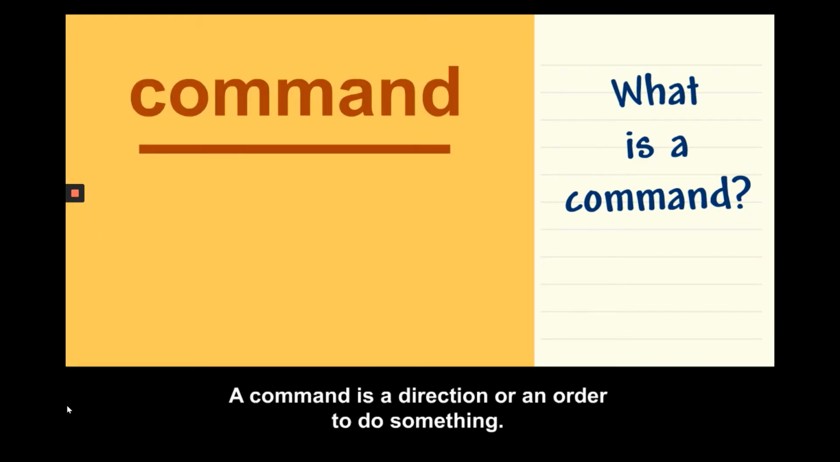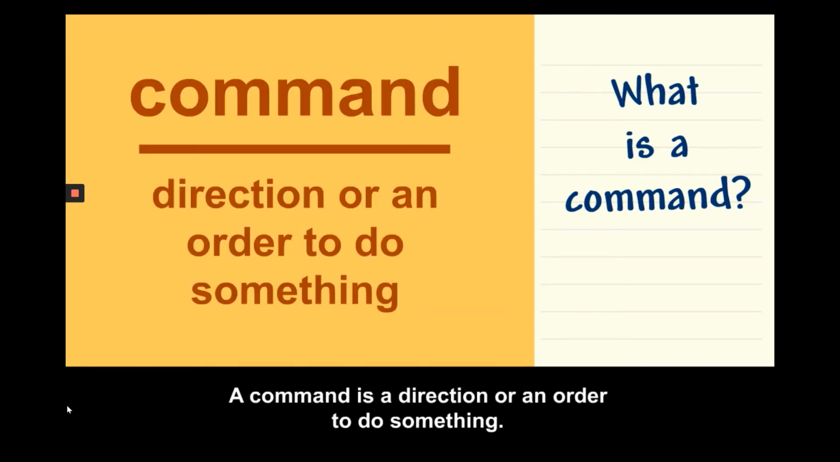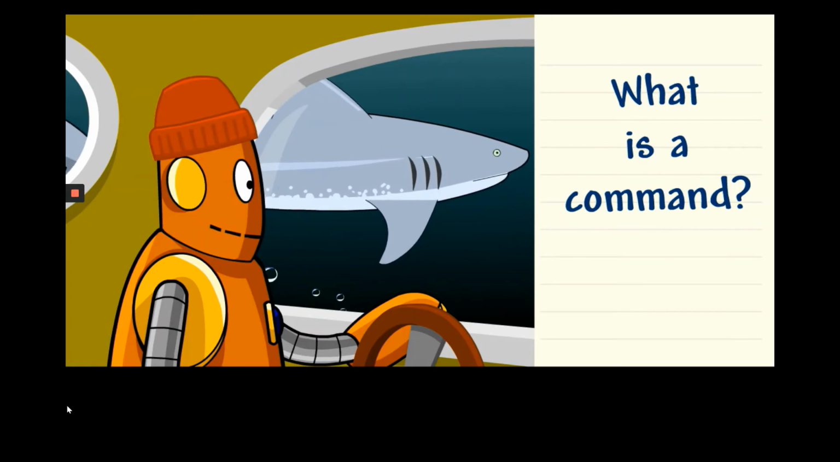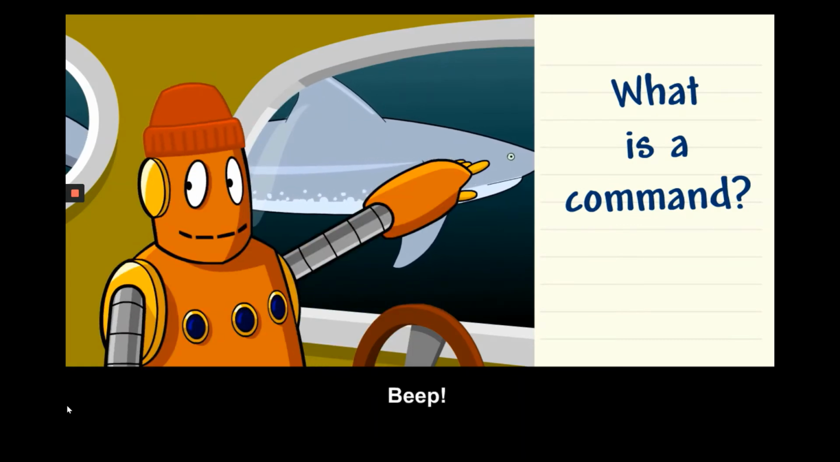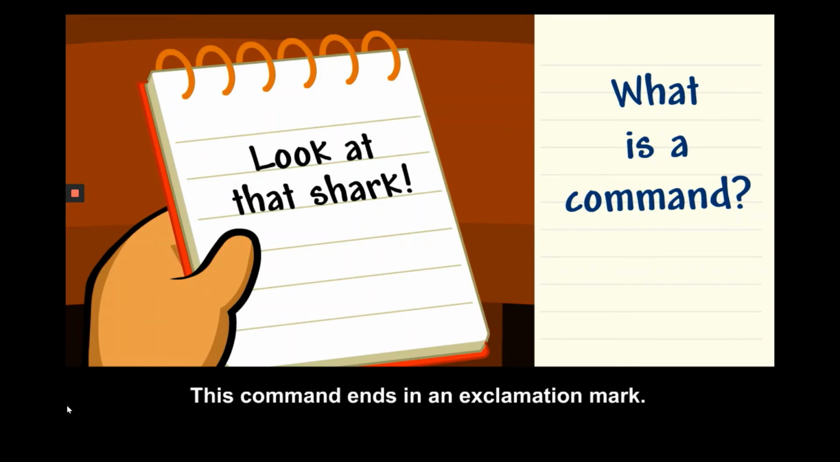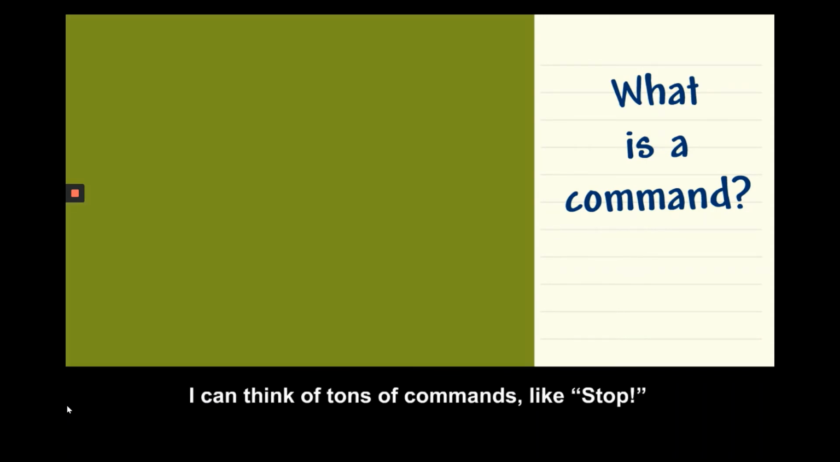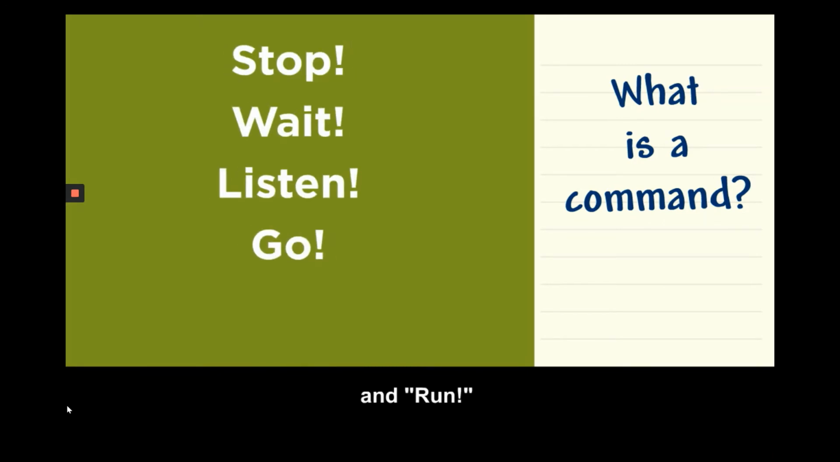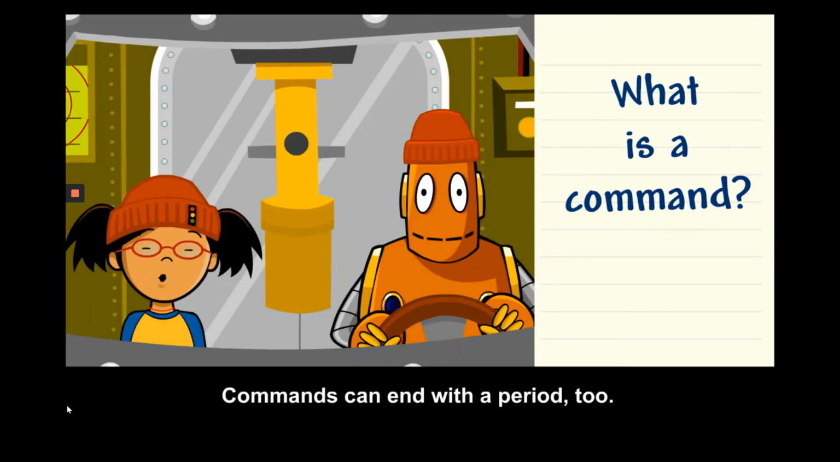A command is a direction or an order to do something. Look at that shark. This command ends in an exclamation mark. I can think of tons of commands like stop, wait, listen, go, and run. Commands can end with a period too.